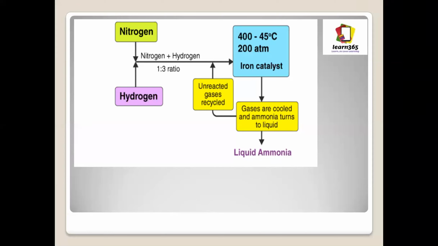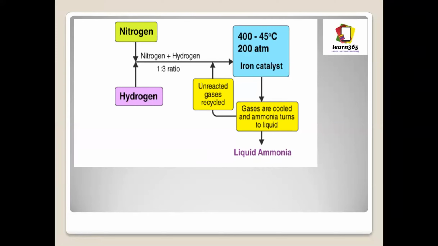It says, if you want a high amount of ammonia, you need certain conditions, okay? Can you see the conditions here? What does it say? 400 to 450 degrees Celsius, and 200 atmosphere, iron catalyst. The blocks given in blue color, can you see the blue color conditions for it? So when the conditions are high pressure and moderate temperature, you will have the maximum amount of ammonia manufactured.